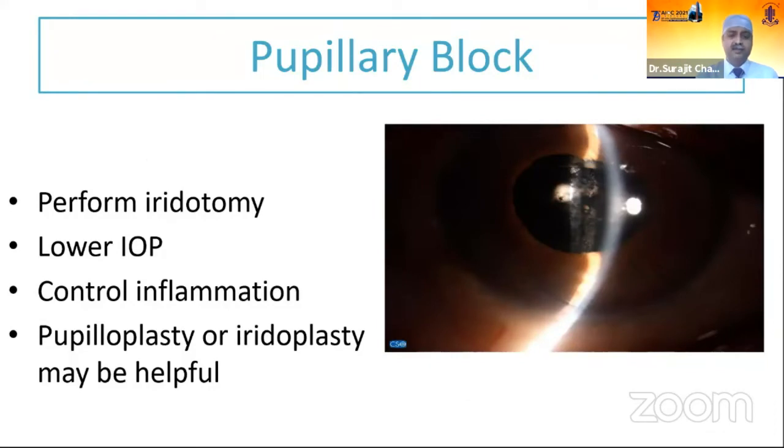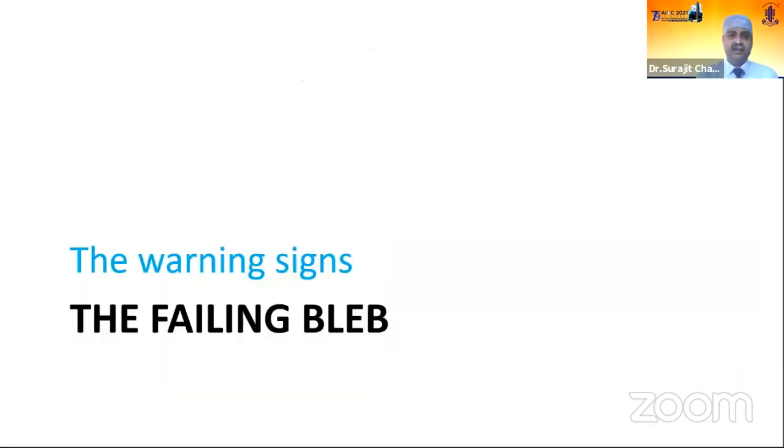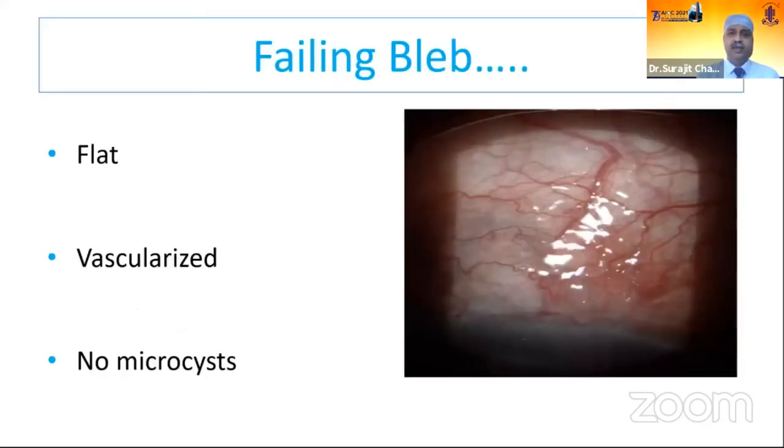Pupillary block is relatively easier to treat. A simple iridotomy often resolves the problem, and control of inflammation is required to maintain it. Next, coming to the warning signs, the failing bleb, when the IOP is high with a formed anterior chamber.